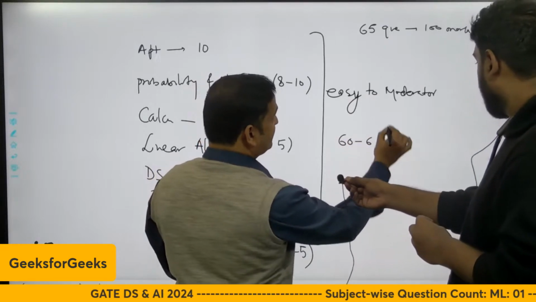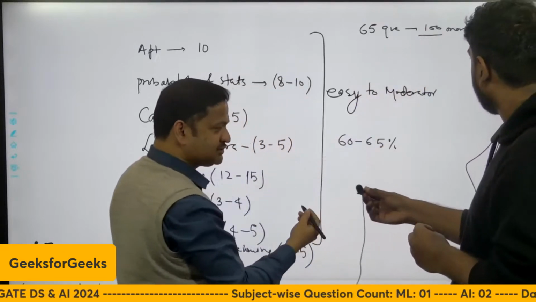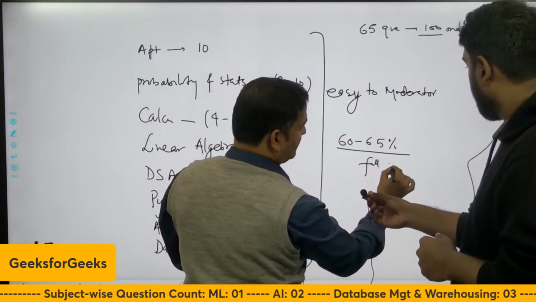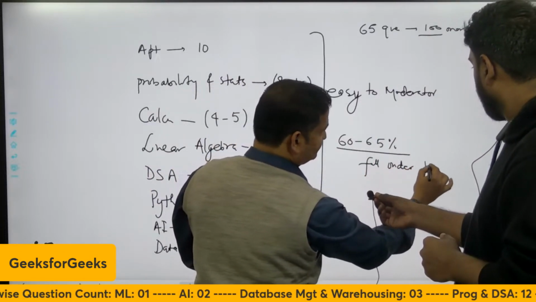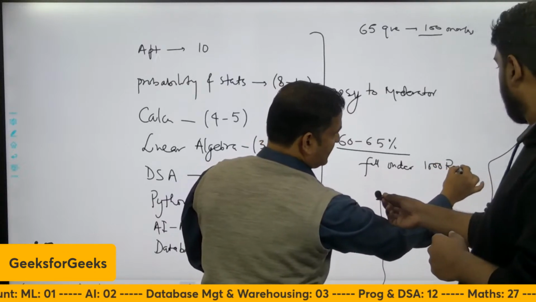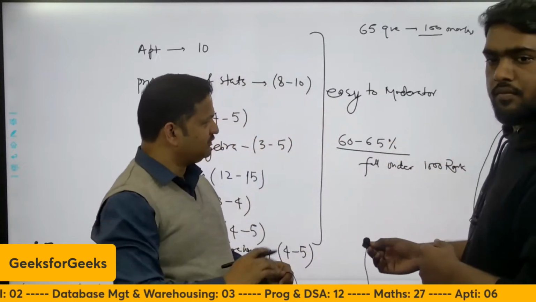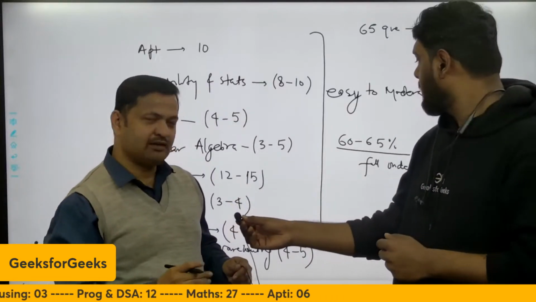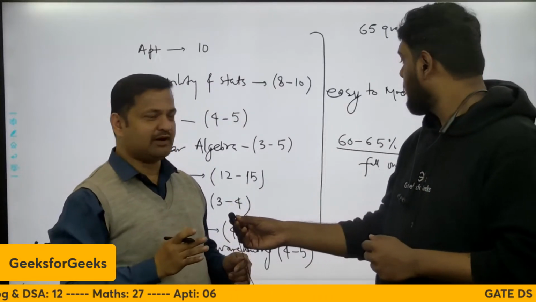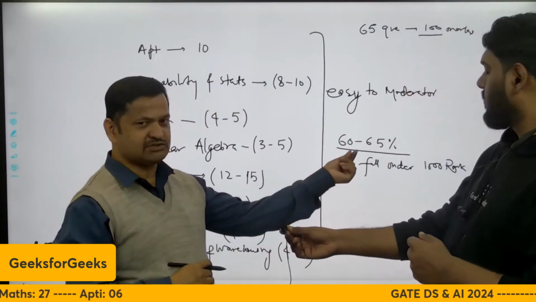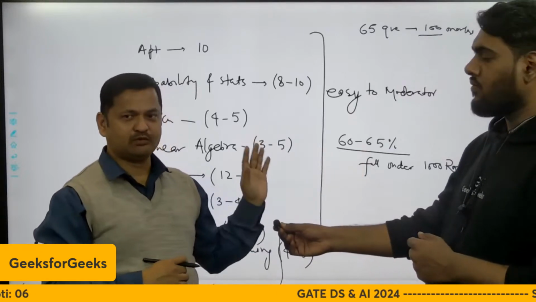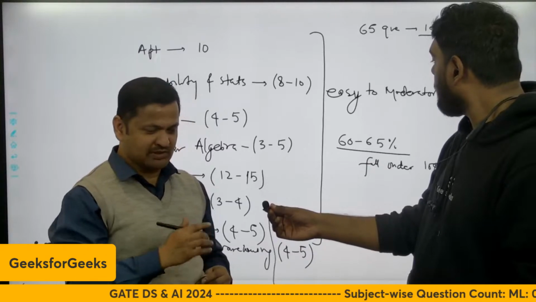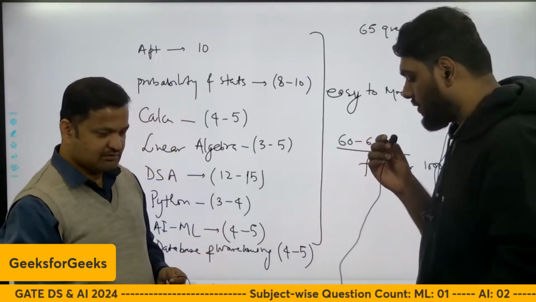So if you score 60 to 65%, out of 100 if you score 60 to 65, then only we can fall under 1000 rank. That is our prediction that we can stay into this particular rank. To fall under 1000 rank, we must secure 60 to 65% cutoff, because the question paper is very easy. We also have further analysis on this particular question. Sure sir.